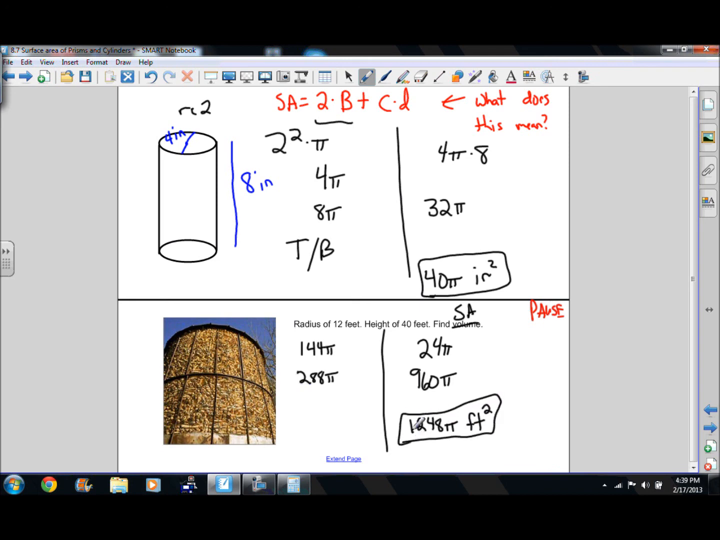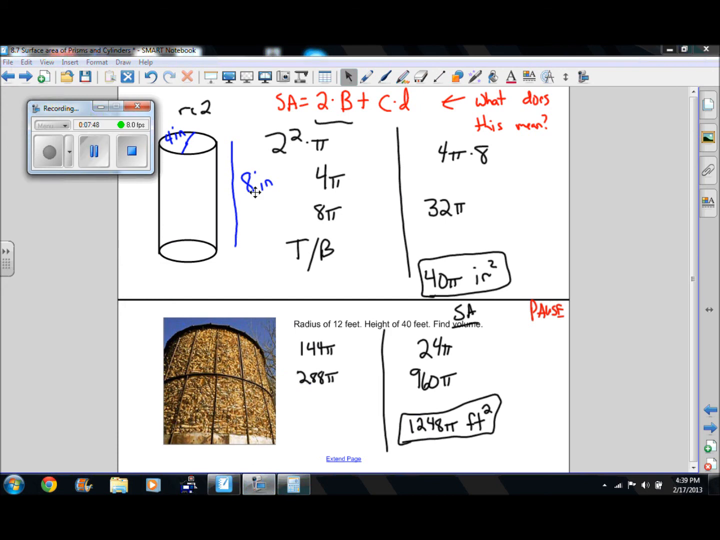Surface area is the outside. Volume's the inside. This takes practice. Okay, so we're just going to take a couple days and make sure we really get this on lockdown. Okay, if you need help, by all means, ask me. This is a hard one to do in a video.